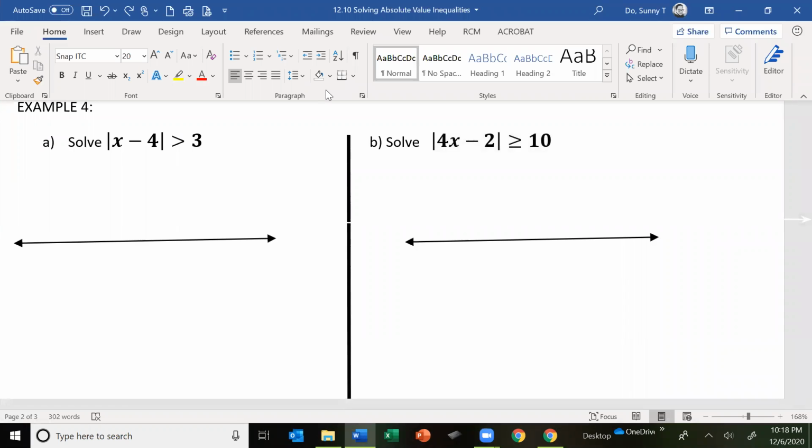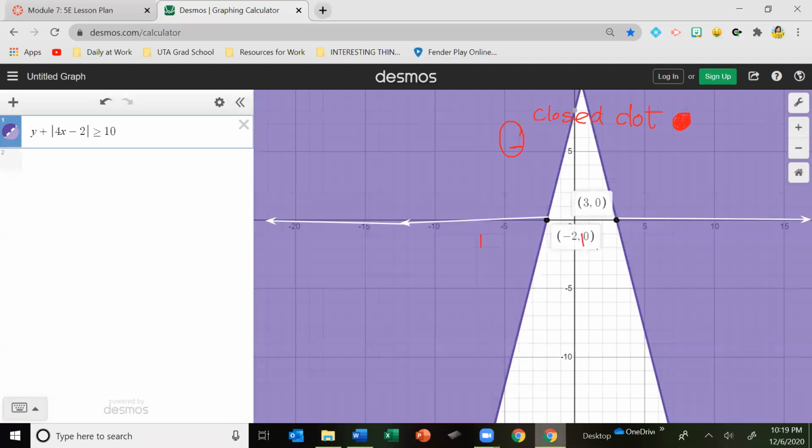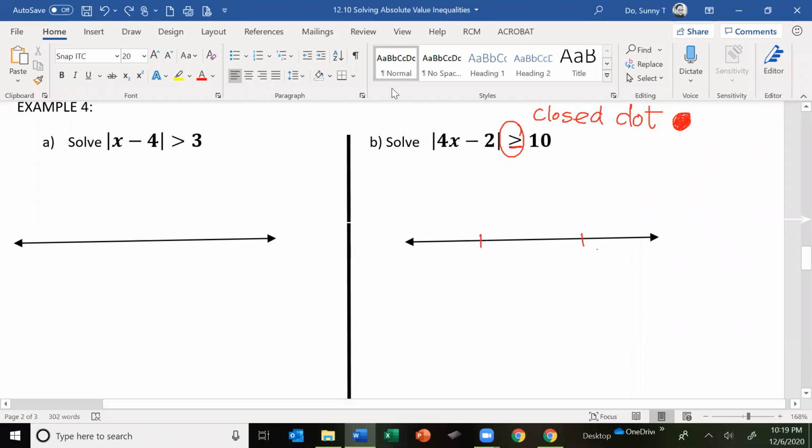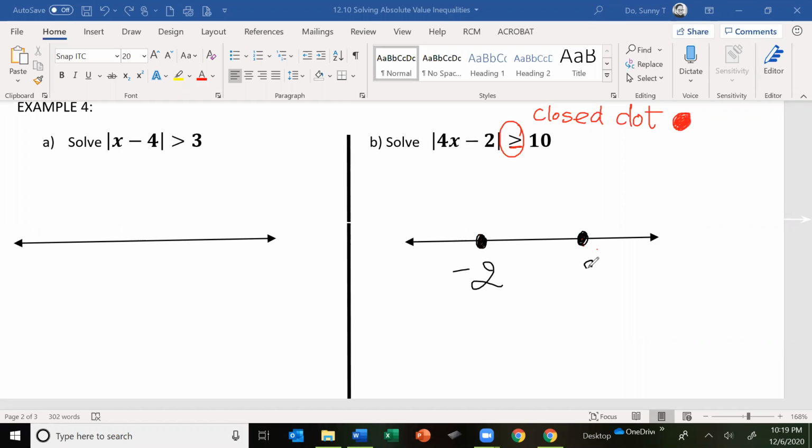So let's go ahead. Right here, we have the greater than or equal to. Wherever you see the equal to, it means a closed dot, a closed circle, so it's filled in like that. More ink. So here we're going to mark the two numbers. I bet you forgot the two numbers already. Let's look: -2 and 3. We are going to mark them, of course, with the closed circle. So right here, closed circle at -2 and closed circle at 3.